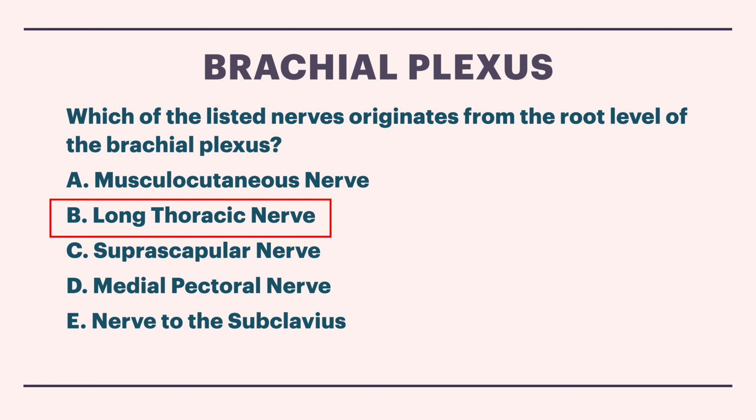Which of the listed nerves originates from the root level of the brachial plexus? That's B, the long thoracic nerve. And it is not the only one, but it's one of the two. And once again, the other one is the dorsoscapular nerve.